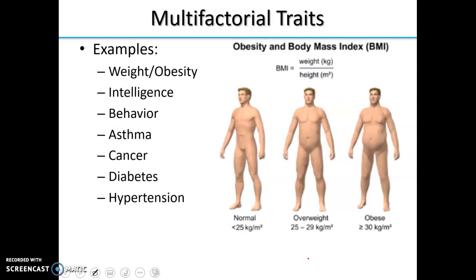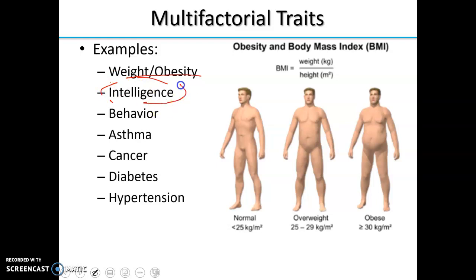okay? And then multifactorial traits, many factors. These tend to be polygenic and have an environmental control. So if you hear someone say, hey, I'm predisposed to something, that means I have the genes for this. Now, what happens in my environment can dictate if I show it or not. So weight and obesity, you can have so-called fat genes, right? But if you work out, eat right, you won't reach your full weight potential.